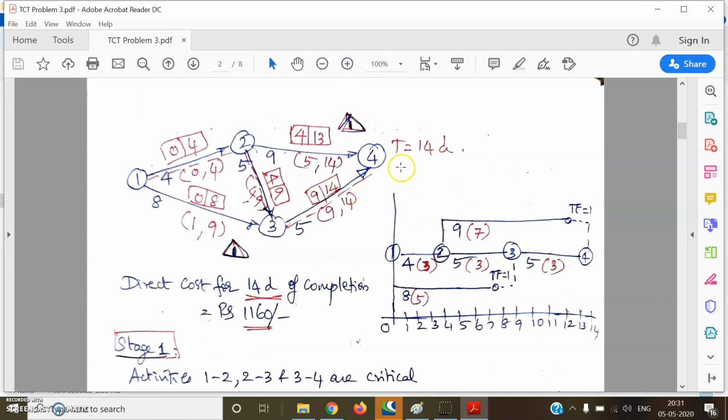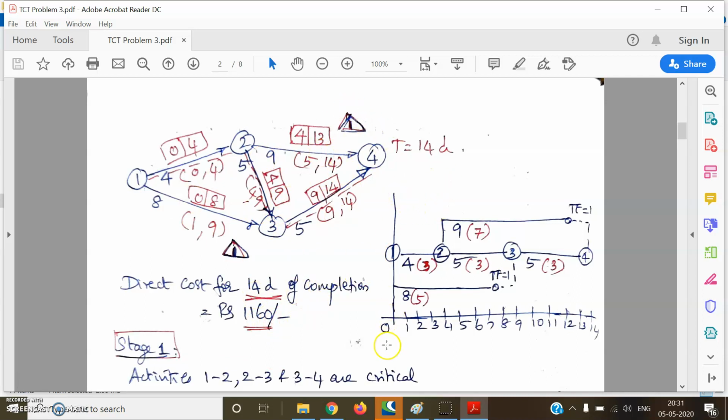To find out the initial normal time of completion of the project, when you conduct the CPM analysis, we find that the duration of the project is 14 days and the critical path is 1, 2, 3, 4. The two non-critical activities, 2, 4 and 1, 3, each have a total float of 1 day. So the initial direct cost for 14 days of completion is 1160 rupees. This is the initial input to the problem.